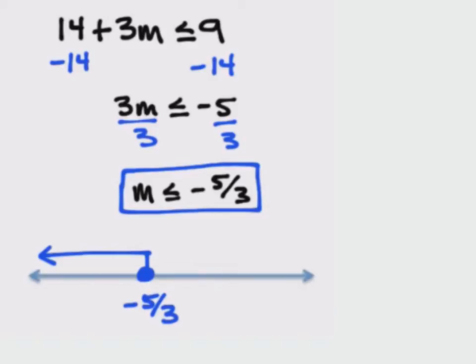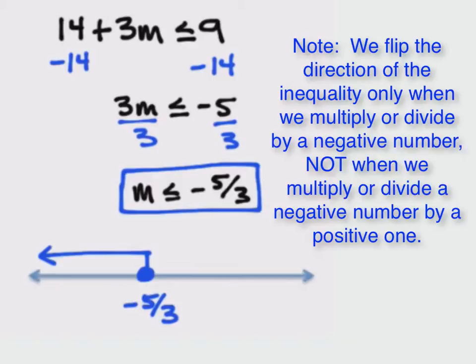And one note I wanted to make is we flip the direction of an inequality only when we multiply or divide by a negative number, not just when we end up with a negative number in this case. Our solution set here is m is less than or equal to -5/3, and even though we ended up with a negative number here, it does not mean we needed to flip the direction of our inequality. We only divided by 3. We did not divide or multiply by a negative number.